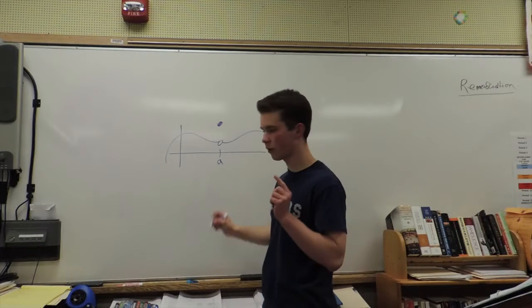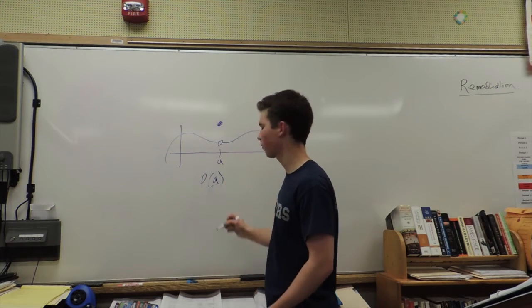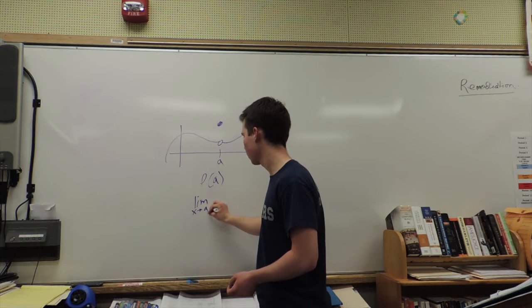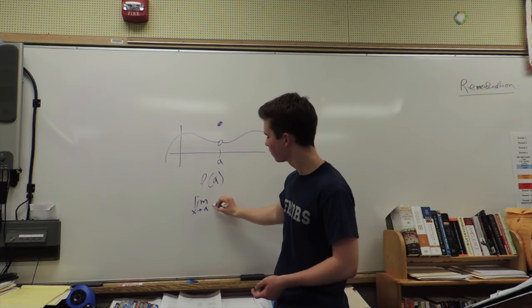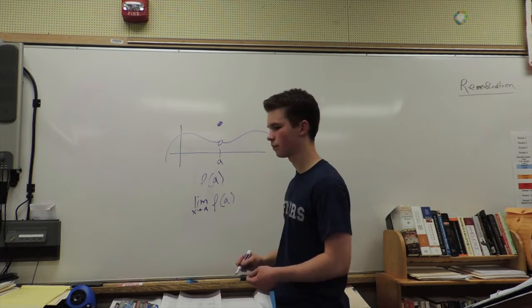Now, remember that I said the three rules of continuity are f of A has to exist, the limit as x approaches A of f of x has to exist, and these two things have to be equal.